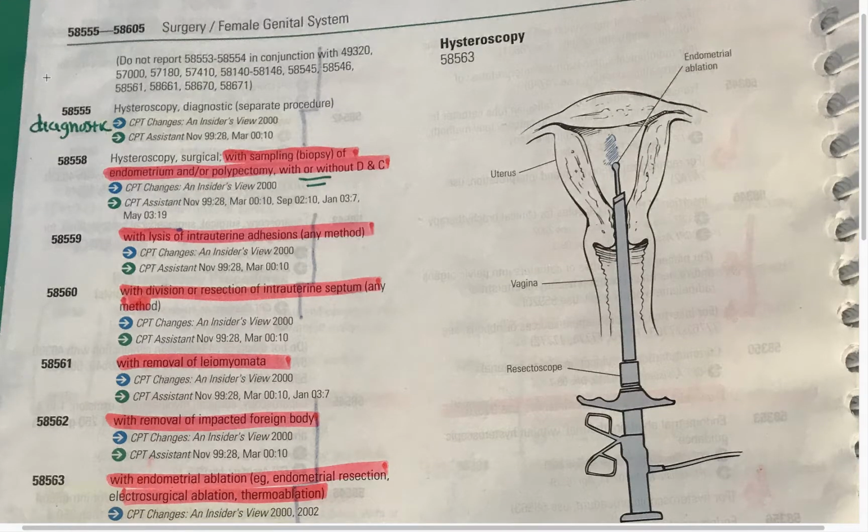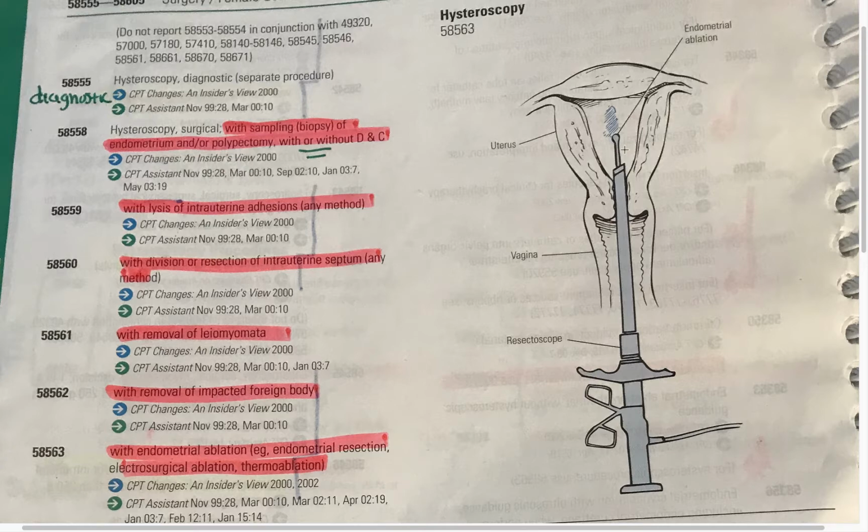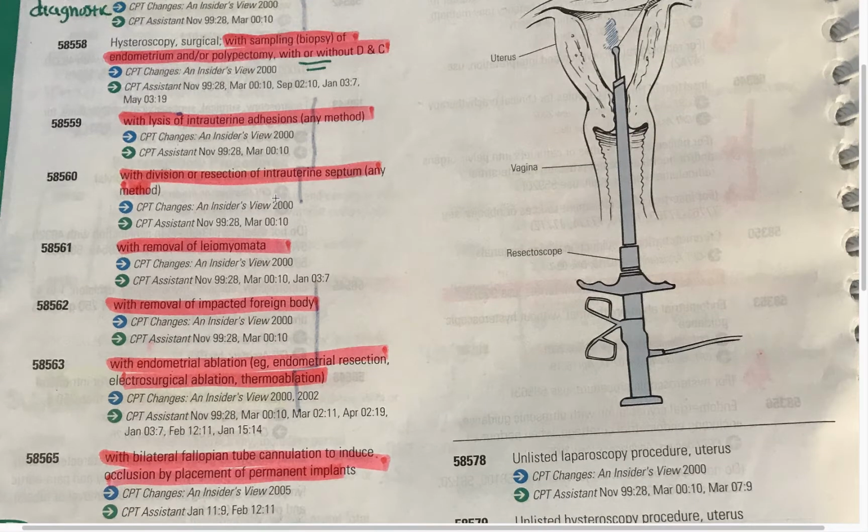Now let's talk about the hysteroscopy procedures. As you can see in this illustration over here, that is a hysteroscope. A resectoscope is inserted and it goes in through the vagina up into the uterus. So the diagnostic procedure is 58555 and 58558 is a surgical hysteroscopy with sampling biopsy of endometrium or a polypectomy with or without a D and C, a dilation and curettage. And then you have a code with lysis of intrauterine adhesions, where any method could be used for that.